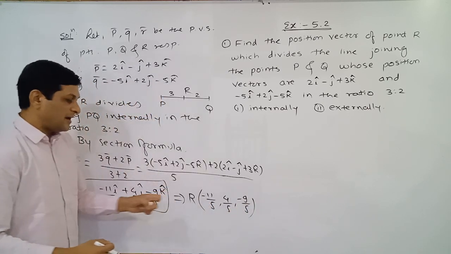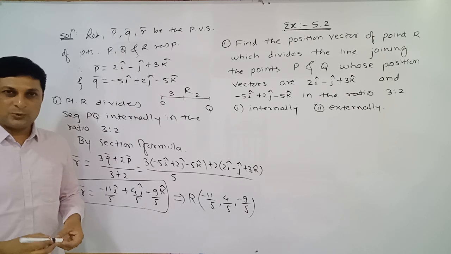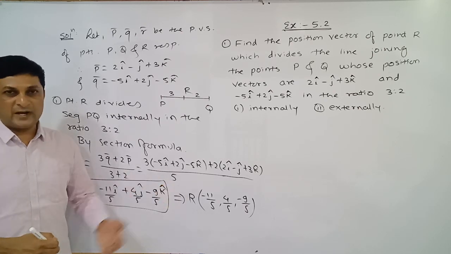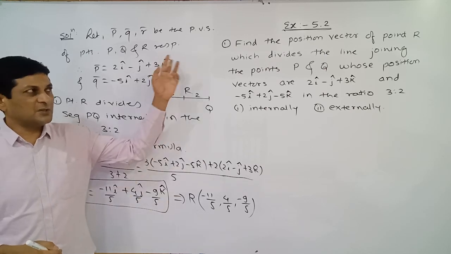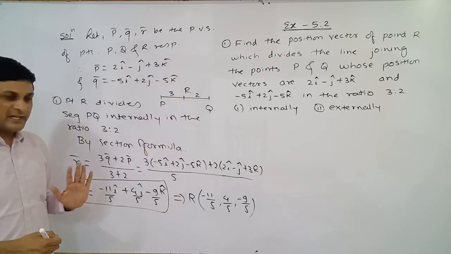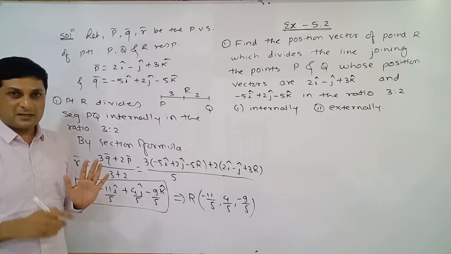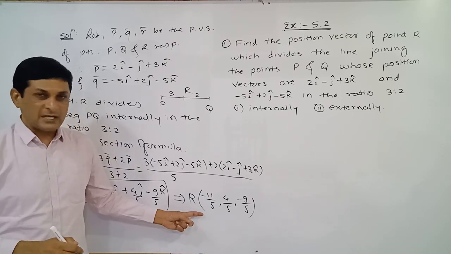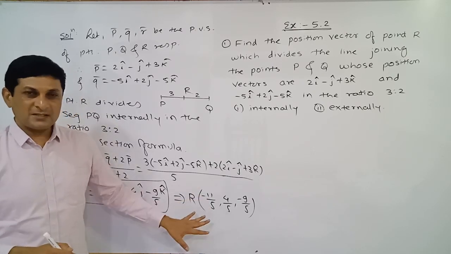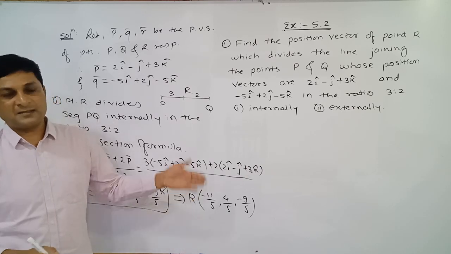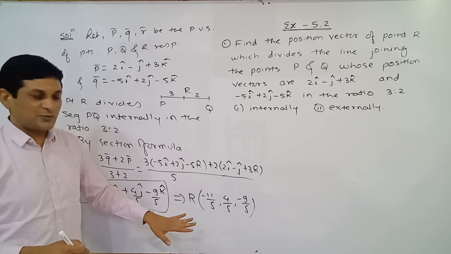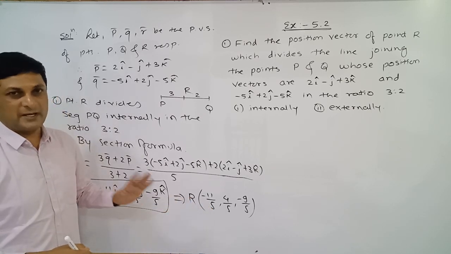Means if coordinates are given to us, we are able to define the position vector, or if the position vector is given to us, we are able to find out the coordinates. This question is just to find out the position vector of point R. But if we observe the answers given on the last page, coordinates are given. So it is not necessary to write down the coordinates, but as they have given the values in terms of coordinates, that's why we are writing the answer in terms of coordinates.